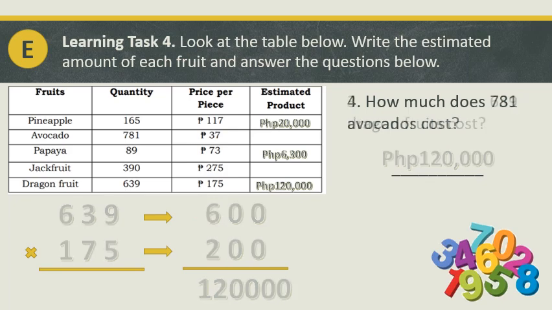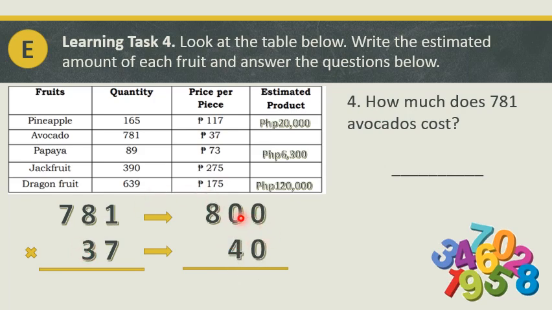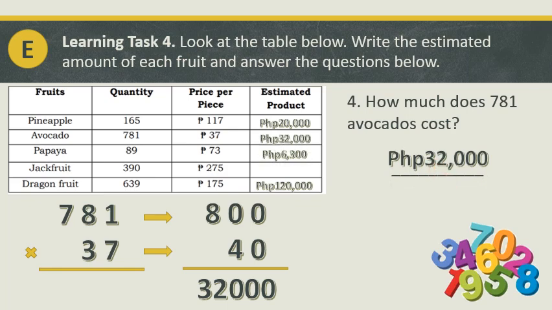Then, number 4. How much does 781 avocados cost? So, avocado na tayo. So, ang kada isa is 37 pesos. So, 781. So, 7, ang katabi niya is 8, malaking number. So, ito ay magiging 8. So, 800. Then, 37, ang katabi niya is 7. So, malaking number din yun. Ang 3 natin ay magiging 4. Then, bilangin ng 0. So, 1, 2, 3. Then, 8 times 4 is 32. So, ang cost niya is 32,000 pesos.